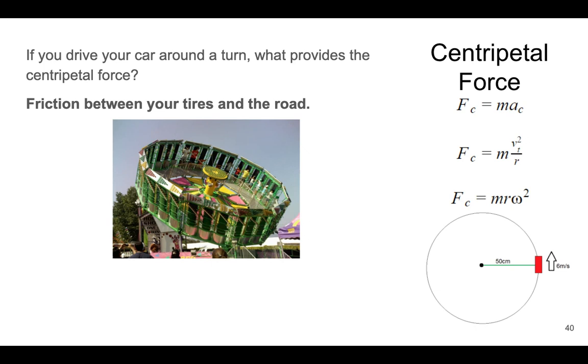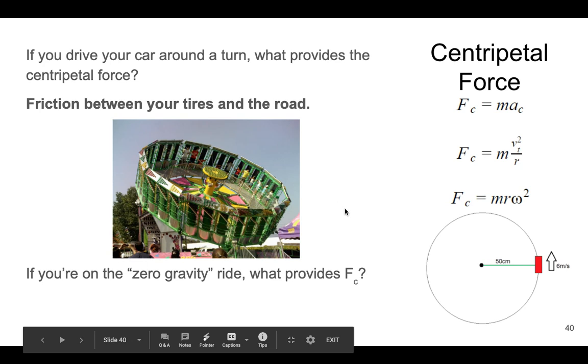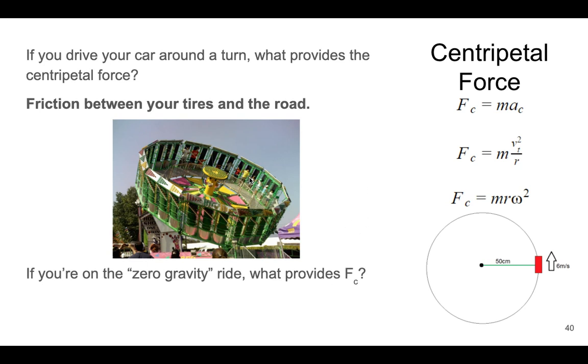So in this situation, this is often called a zero gravity ride, which is a very poor name because gravity is still there. It's not a zero gravity situation. But in this situation, what is providing the centripetal force? It's easiest to see this guy here, the guy in the yellow shirt. So this thing's going around. I imagine if we're looking at it this way, it's going counterclockwise.